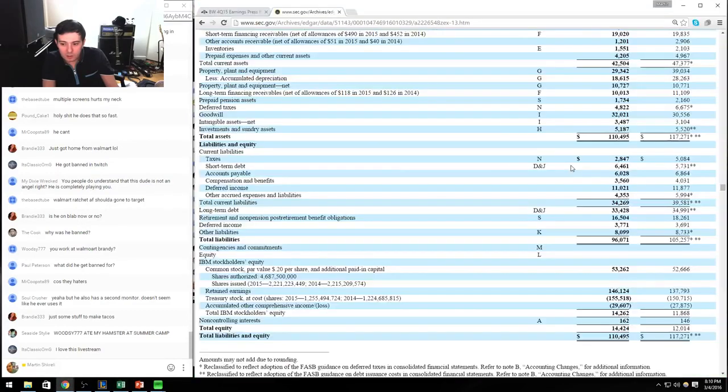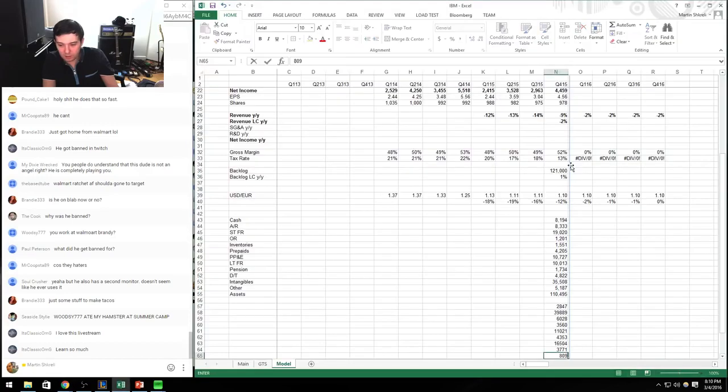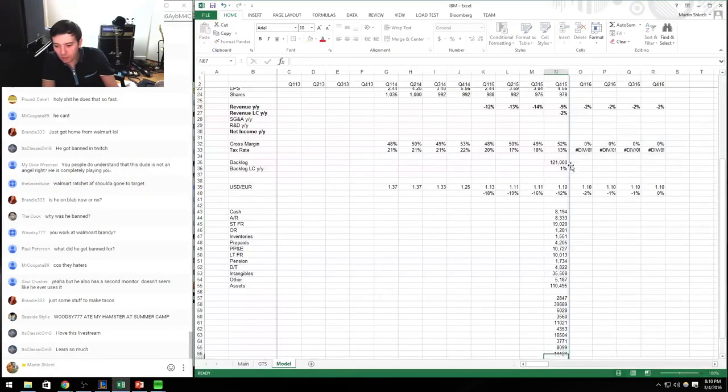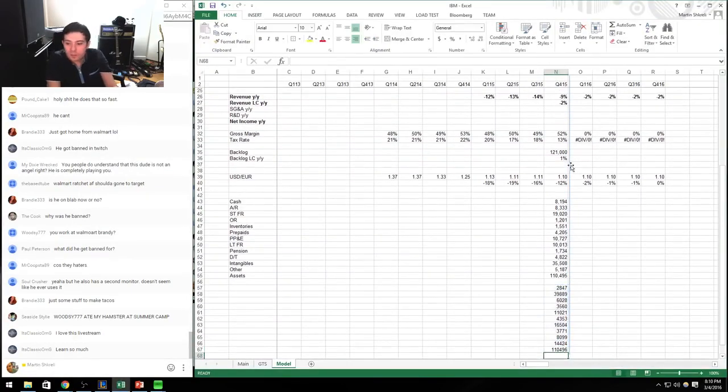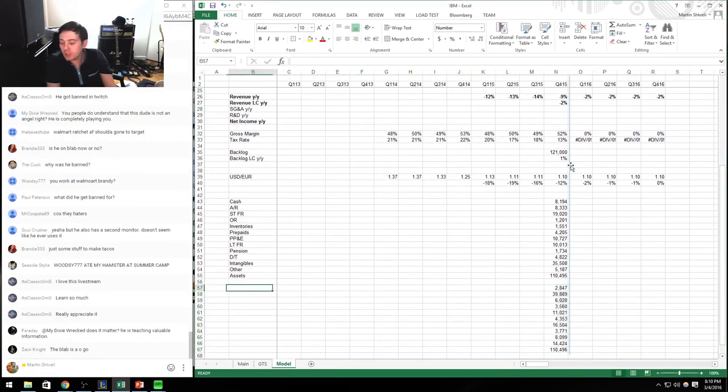Retirement, that's pension. You can argue that that's actually debt. Shareholders' equity. Sum it up. It should be 10,495. It's 10,496. That's close enough.